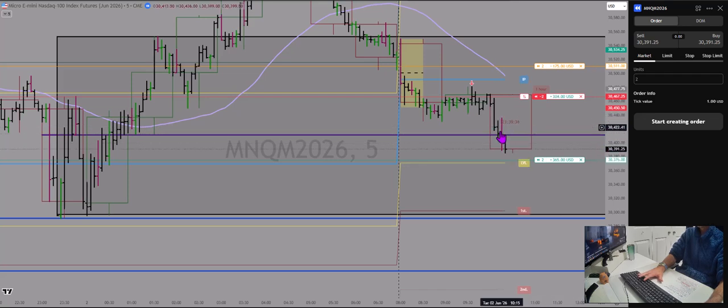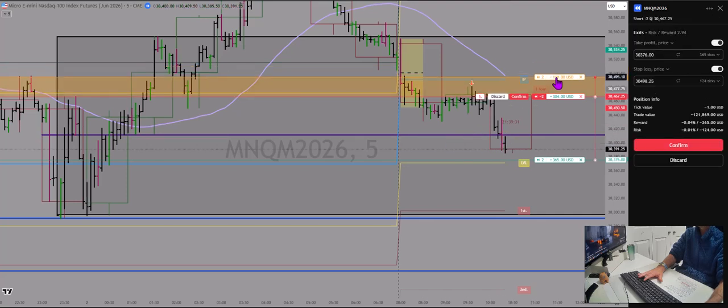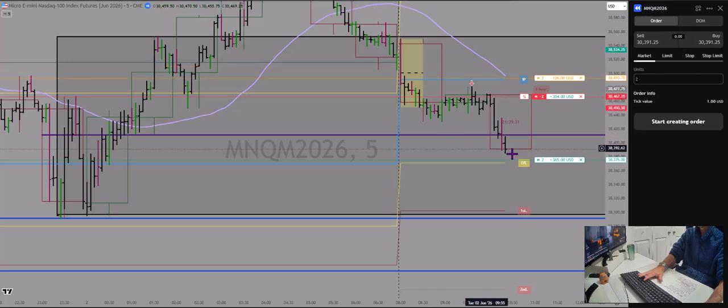Really nice candle and really nice bar there. It's straight through the point of control. Can move this in a little bit more now. Getting close. Just missed it. So you can either close here or wait to see if this point of control holds, or price is just going to jump around here.